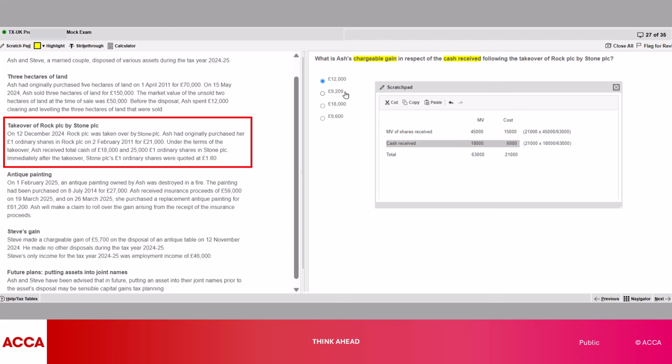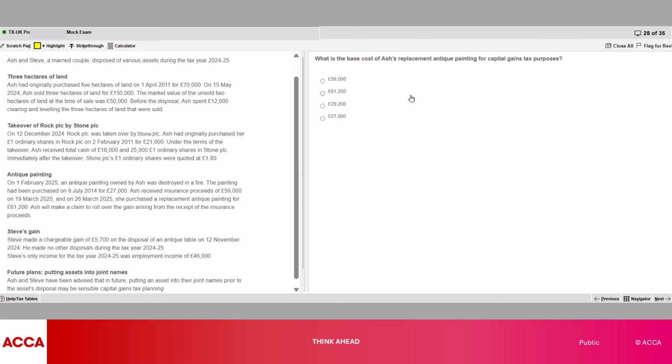The second answer, instead of using the market value of the shares received, used the £1 par value, the nominal value, which is wrong. And the final answer, I think, was calculated by dividing the cash by just the £45,000 market value of the shares rather than the total value of £63,000. So that one was quite tough, but even if you weren't entirely sure, you could certainly rule out the third option and have a 1 in 3 chance of getting it right.